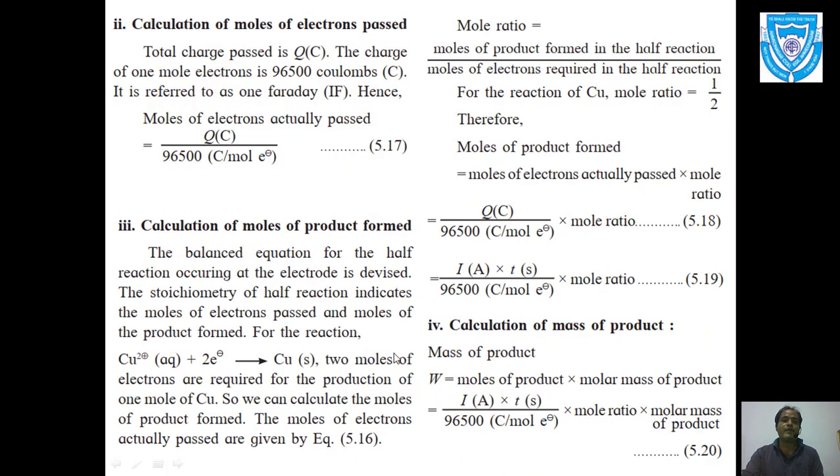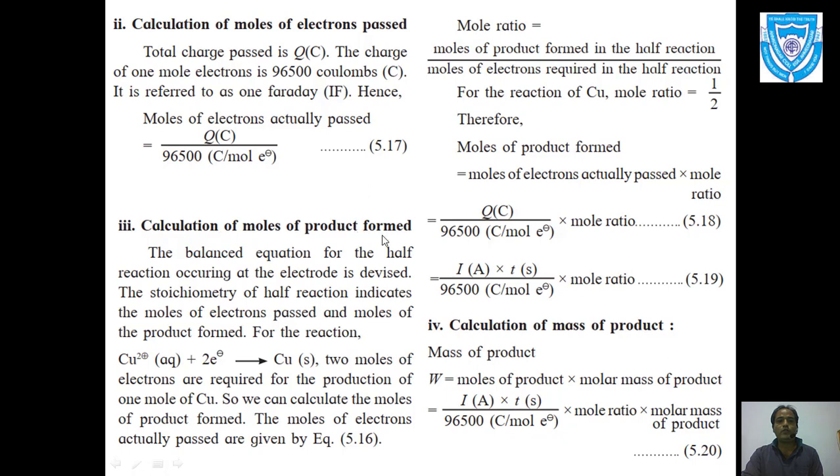The next step is calculation of moles of electrons passed. Total charge passed is Q. The charge of 1 mole of electrons is 96,500 coulombs, according to Faraday, and it is referred to as a Faraday. Hence the moles of electrons actually passed is equal to Q upon 96,500.